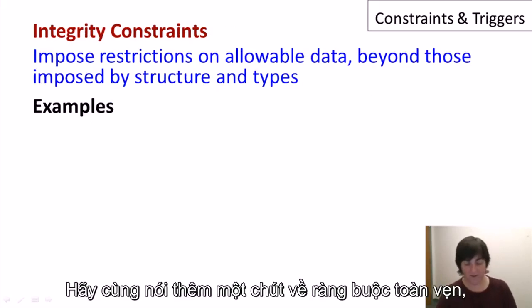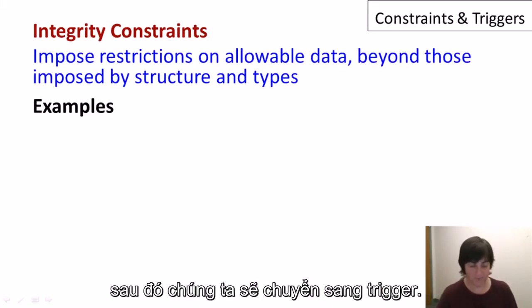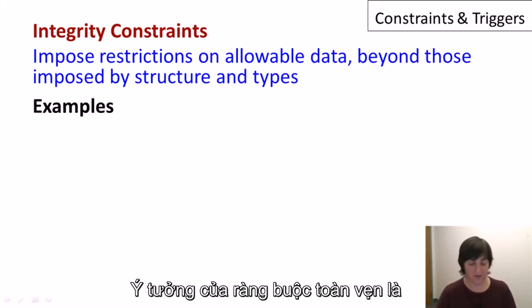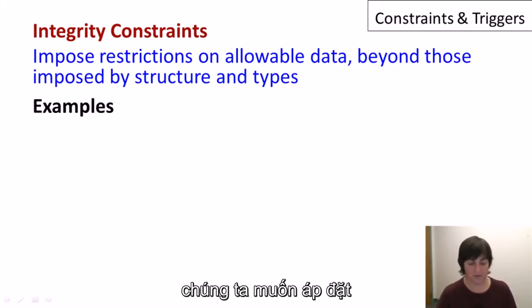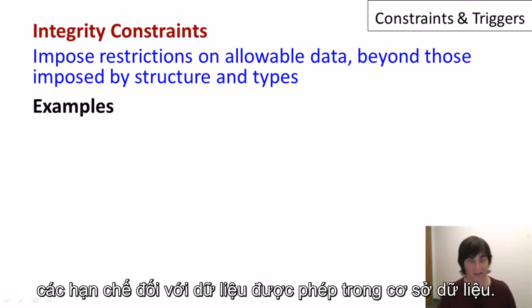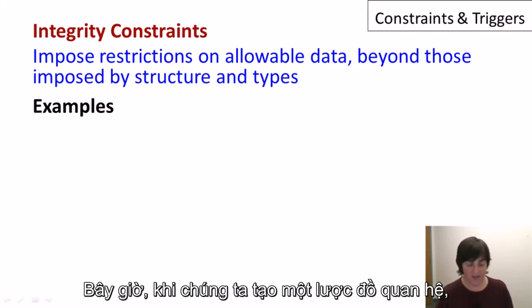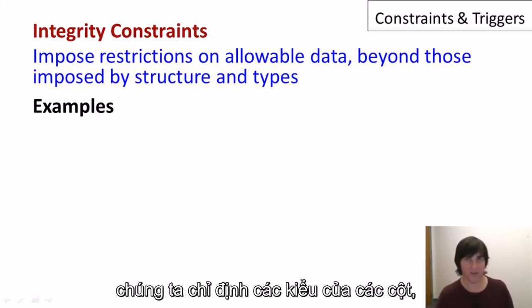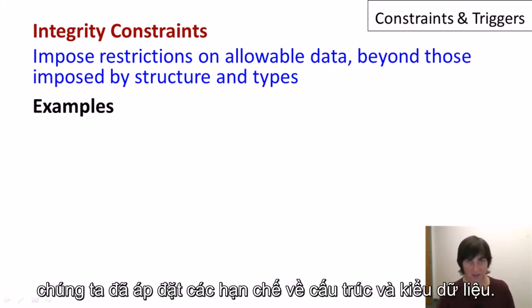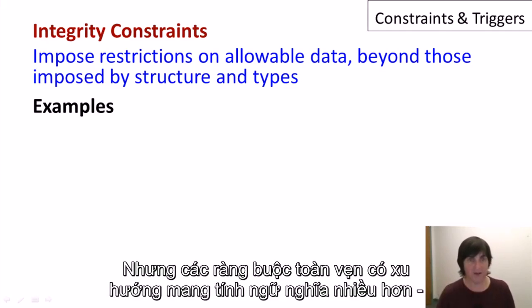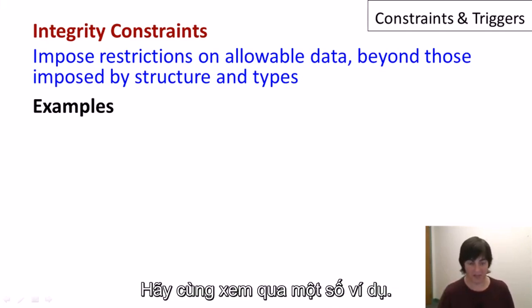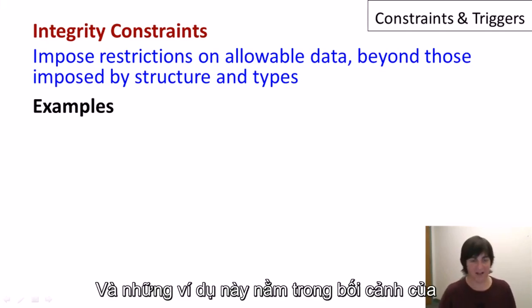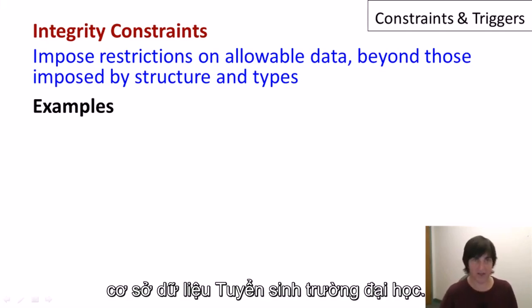Let's talk a little more about integrity constraints and then we'll move to triggers. So the idea of integrity constraints is that we want to impose restrictions on the allowed data of the database. Now when we create a schema and we say the types of the attributes, we're already imposing structural and type restrictions, but integrity constraints tend to be more semantic. They capture restrictions that have to do with the application. So let's look at a bunch of examples, and these are in the context of our student and college database.